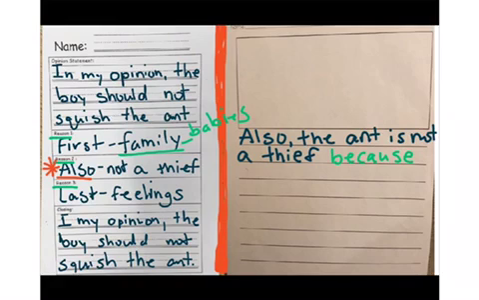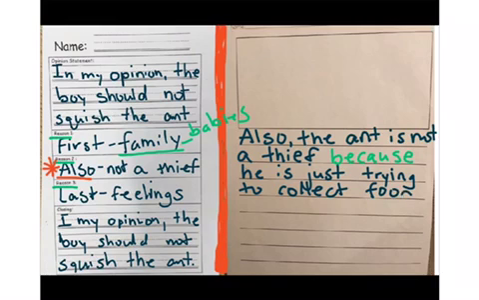I'm going to give some more meat to this. I'm going to give some detail. So also, the ant is not a thief because I think he's just trying to collect food for his family. He is just trying to collect food for his family. Okay? He talked about that. He gave that reason in the story.